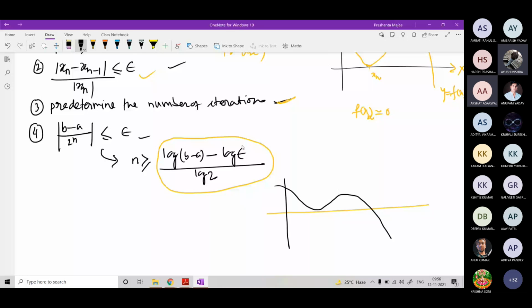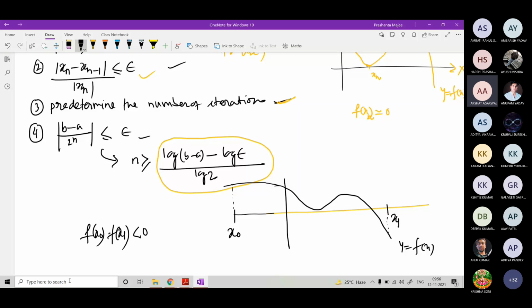Yes sir. So you take this as x naught and this as x1. So what is f of x naught value? Positive. Yes sir. What is f of x1 value? Sir, negative. So f of x naught into f of x1 is less than 0. Okay. So in the bisection method, what will we do in the next iteration?